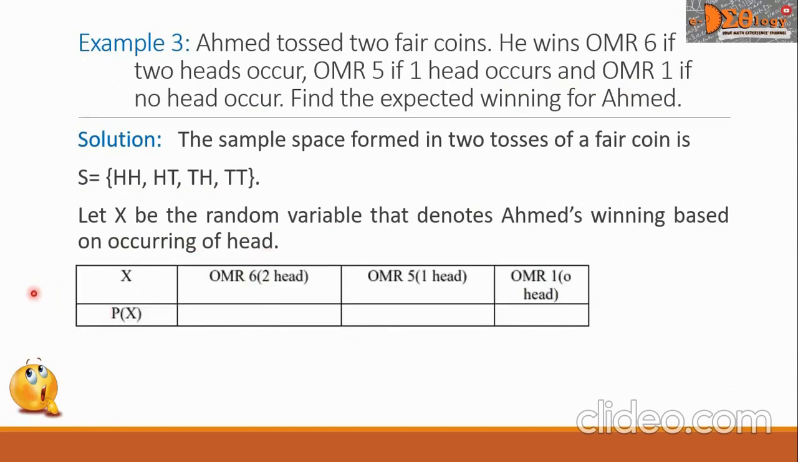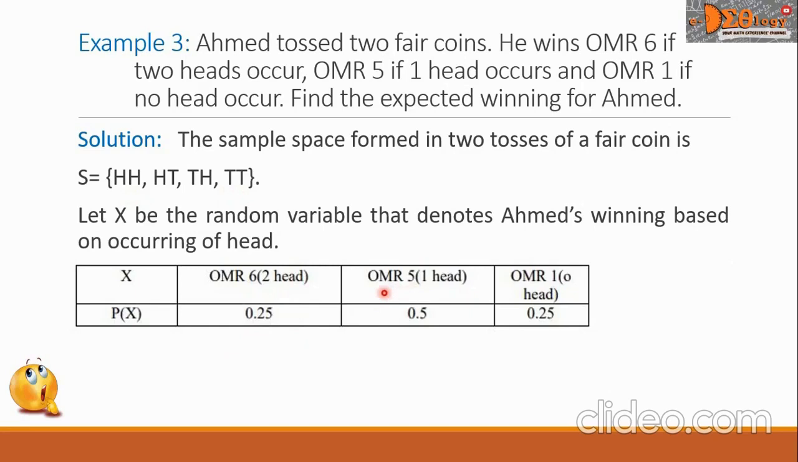For our table, in the first row, we write here 6 Omani Riyal. This corresponds when 2 heads occur. Next is 5 Omani Riyal. This corresponds when 1 head occurs. And 1 Omani Riyal if there is no head occur. For the probability of the x, for the 6 Omani Riyals, that corresponds to 2 heads. In our sample space, there is 1 sample point here that corresponds to 2 heads. So that will be 1 over 4. That is the probability. And we write here 0.25.